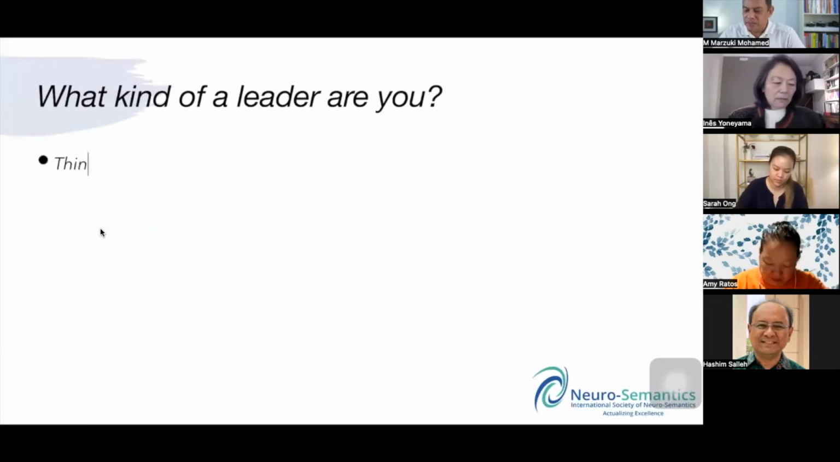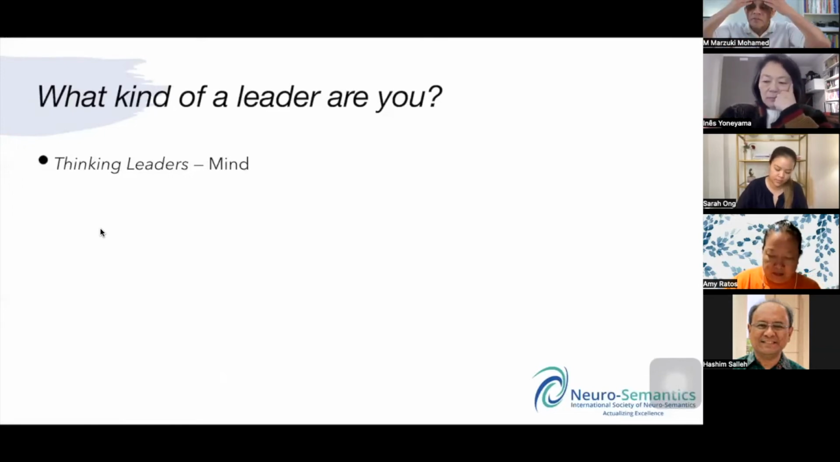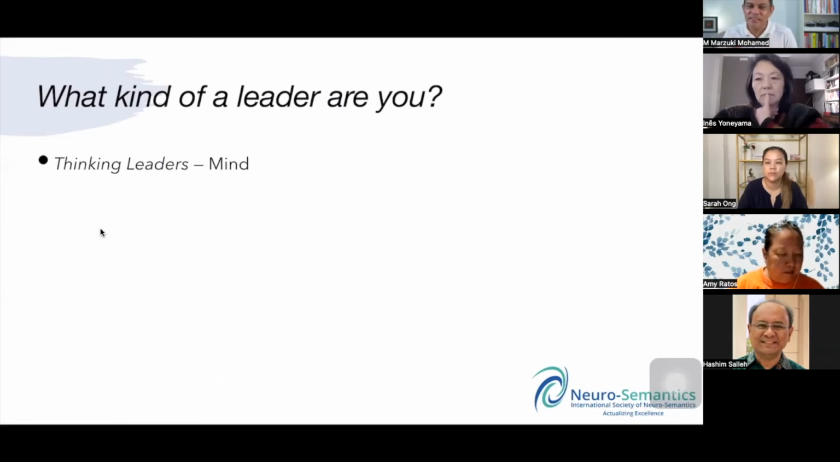The first kind is what is called thinking leaders. Thinking leaders, meaning you are leading people from their minds. So these are visionary leaders, knowledge or thought leaders, opinion leaders. Oh, by the way, you don't have to be one kind of leader. You can be all of these leaders except for the last one. You can be all of these five leaders depending on the context. So one is thinking leaders. You are leading their mind.